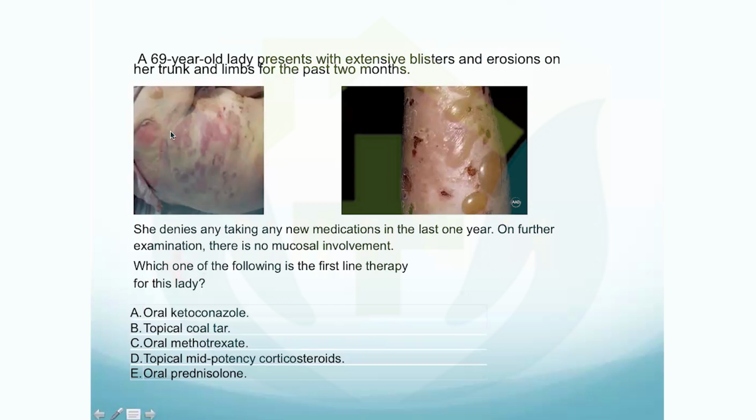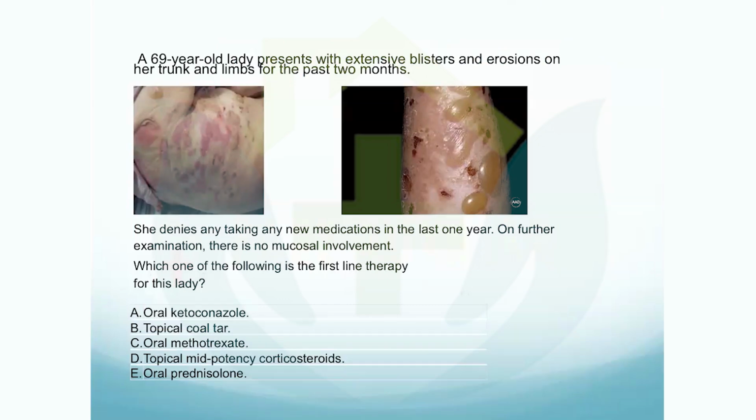Here you can see extensive areas of erosion, but the blisters are quite tense. They are not flaccid. She denies taking any new medications in the last 1 year. On further examination, there was no mucosal involvement. Which of the following is the first line therapy for this lady?